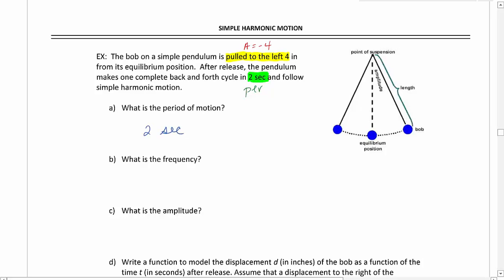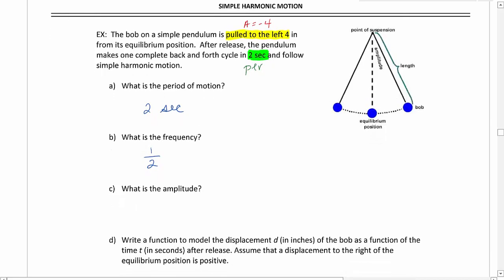The frequency is the reciprocal of the period. So the reciprocal of 2 is 1/2. Next, they ask for the amplitude. We've established that A is equal to -4, so our amplitude is going to be the absolute value of -4, which is +4.